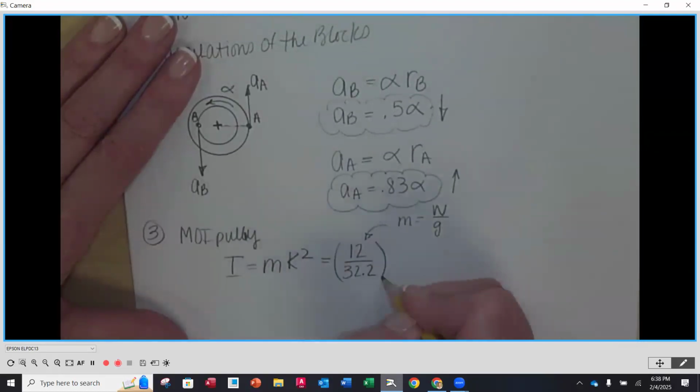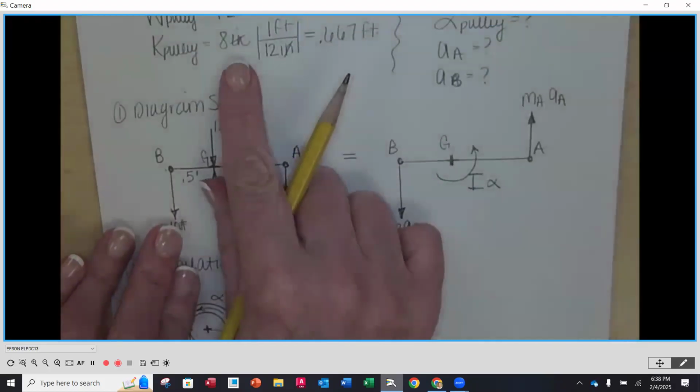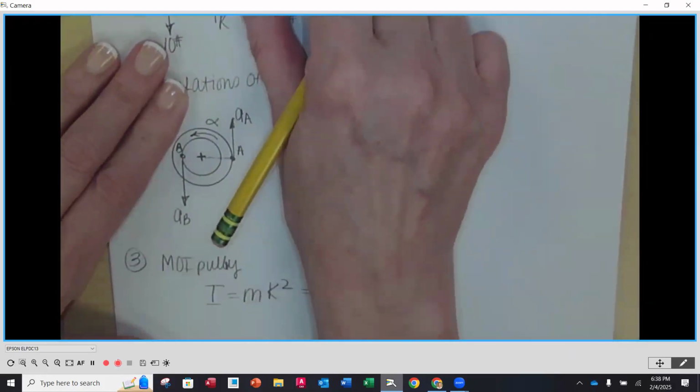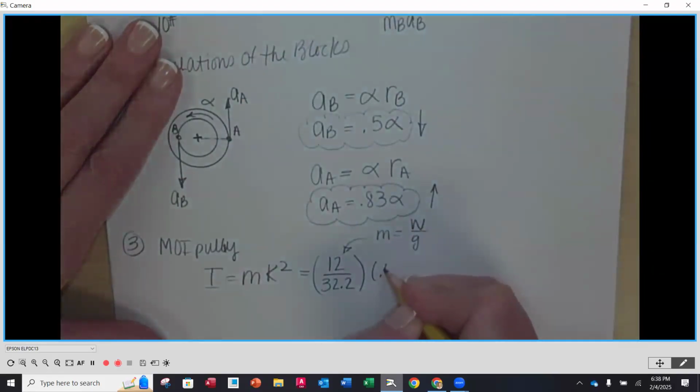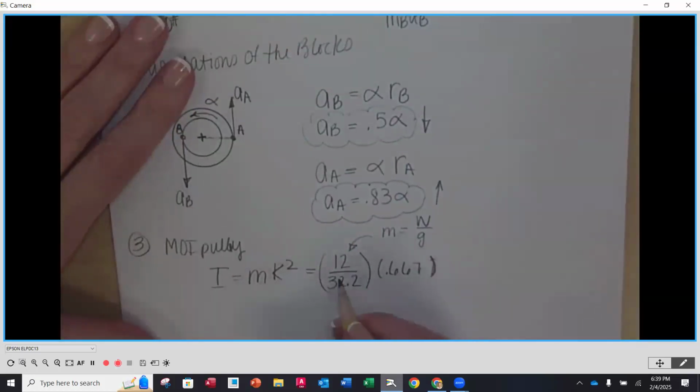Okay, so that's going to be the mass times the radius of gyration, which they told us was 8 inches, but we converted it to 0.667 feet, so 0.667 feet times 0.667 feet. You don't have to put the units in there. Okay, so now if we multiply this out, oh, sorry, you have to square that. Don't forget to square it. Our I is going to be equal to 0.1658.